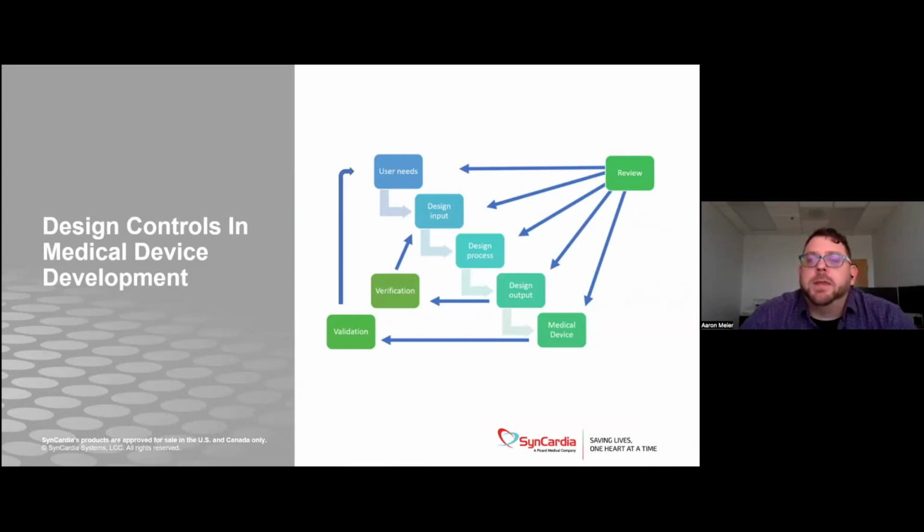So this diagram shows the general idea behind the design controls. You start with the user needs, you move through design inputs, the iterative design process. Your design output finally leads to your medical device. You verify and validate. And all of this, of course, reviews at every step of the process.